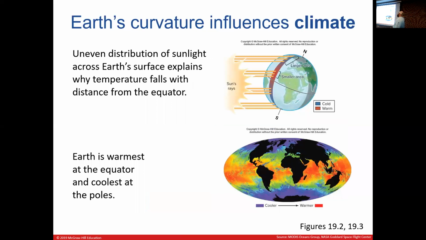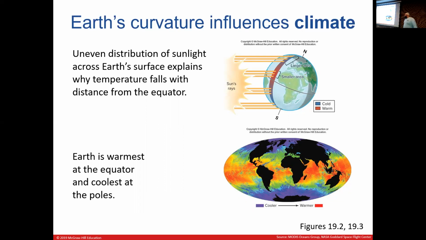Now, ultimately, the Earth's curvature has a lot to do with these differences in climates. We have this uneven distribution of sunlight across the Earth's surface, which explains why temperature falls with distance from the equator. So obviously, the further north or south you are, the further away you are from the sun's rays. As a result, you're just not going to get as much light, and without that light, it doesn't get as warm as other places. And because you have this tilted axis, that's what gives us the seasons, right? That's why the southern areas, so Australia, Antarctica, that sort of thing, have an entirely different set of seasons than we do. So our winter is their summer, that kind of thing.